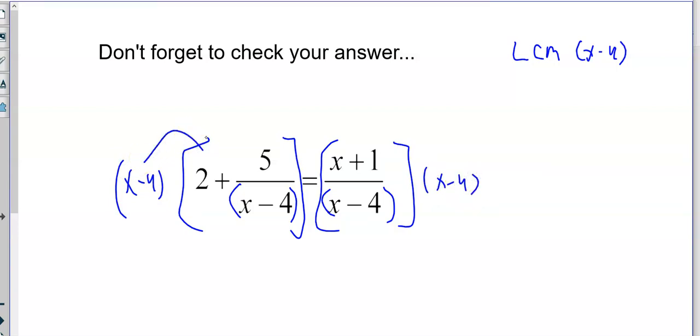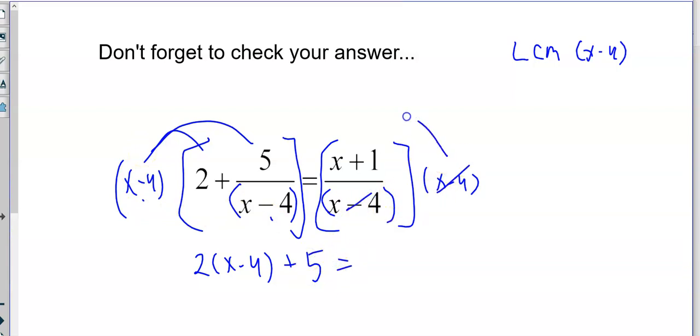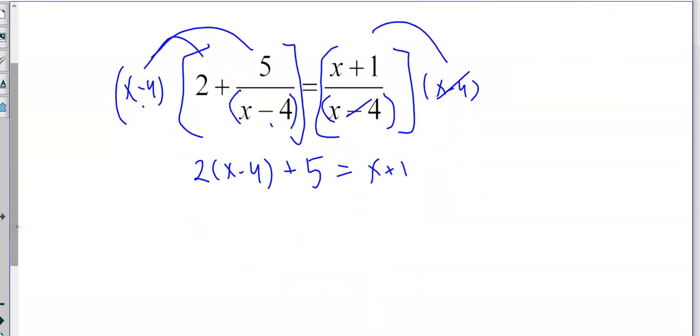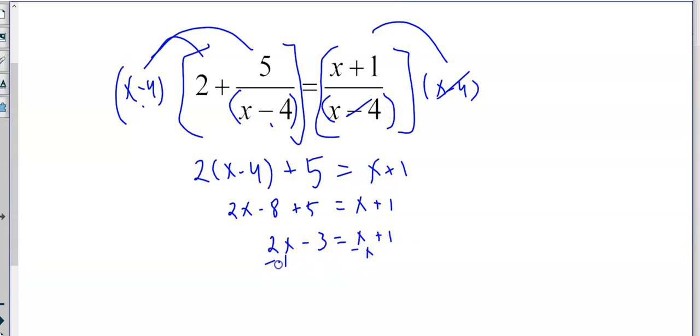Distribute here. So the first goes to the 2, so that'd be 2 times x minus 4 plus distribute to here, and you can see that the x minus 4 and x minus 4 is going to cancel, so you get plus 5. And here clearly when you distribute, the x minus 4 cancels, so you get x plus 1. So I'm going to solve this guy. See what happens. You get 2x minus 8 plus 5 equals x plus 1. 2x minus 3 equals x plus 1. Subtract x. Get x minus 3 equals 1. Add 3.